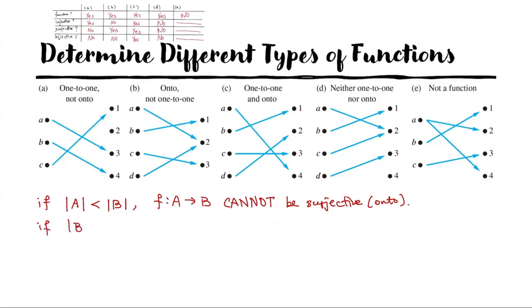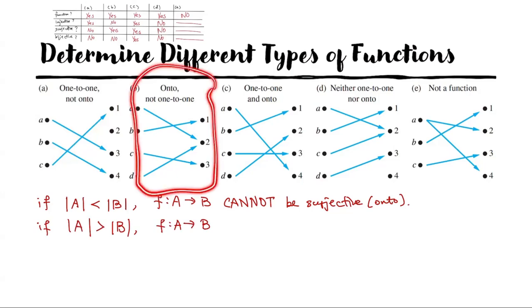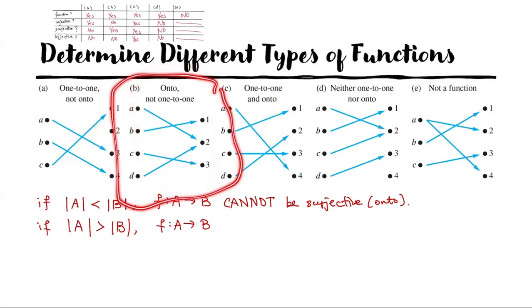Now, if your input set A is greater than the output set, can we form a bijective function? That will be the second scenario here. Can we form a bijective function here? Yes. How do we form a bijective function?